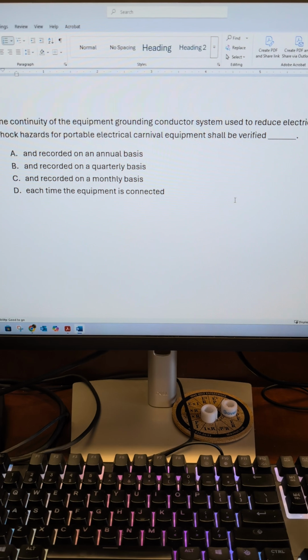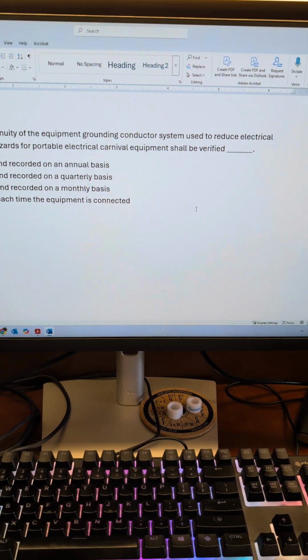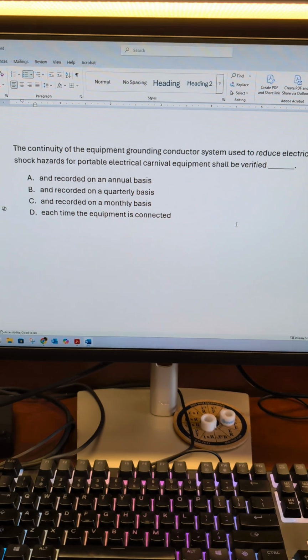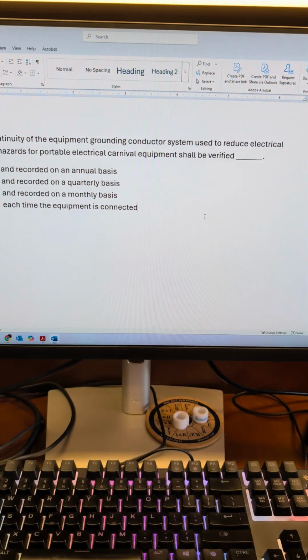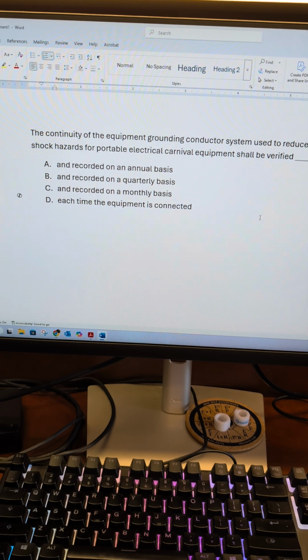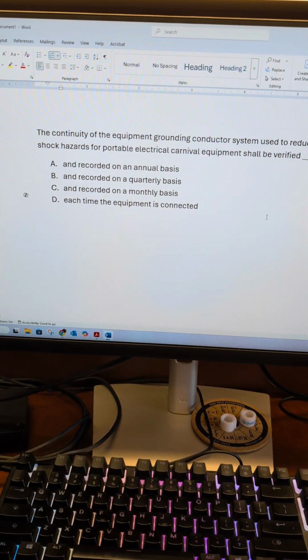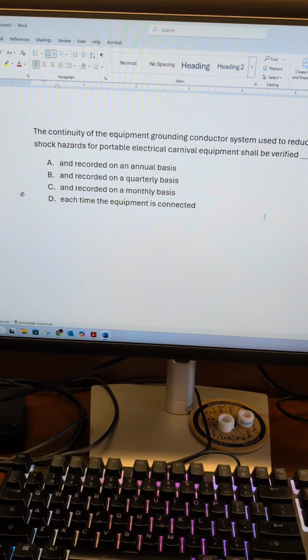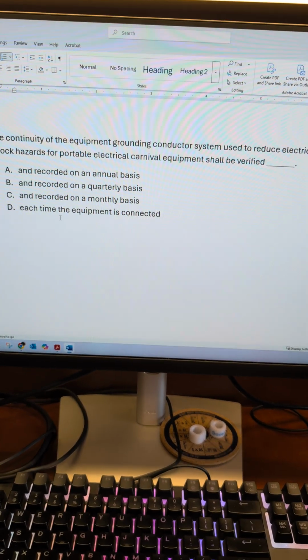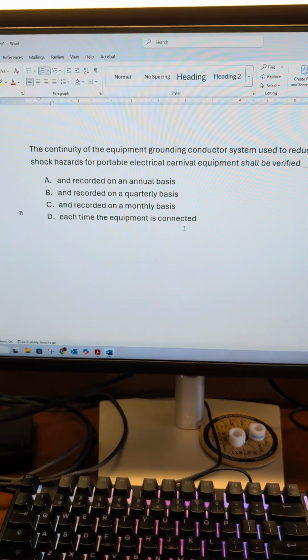The continuity of the equipment grounding conductor system used to reduce electrical shock hazard for portable electrical carnival equipment shall be verified and recorded on an annual basis, on a quarterly basis, on a monthly basis, or each time the equipment is connected. Step 1, take your first or your best educated guess.